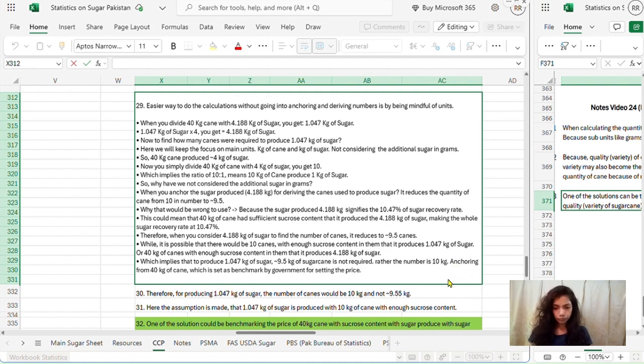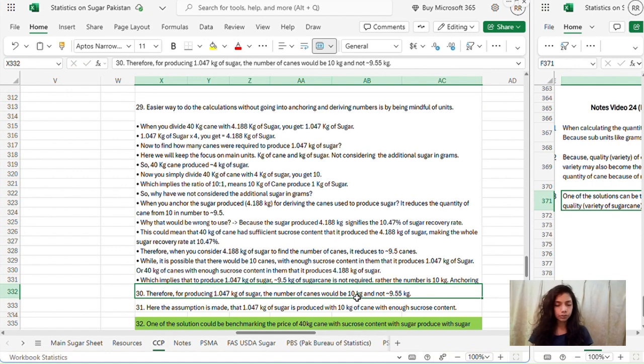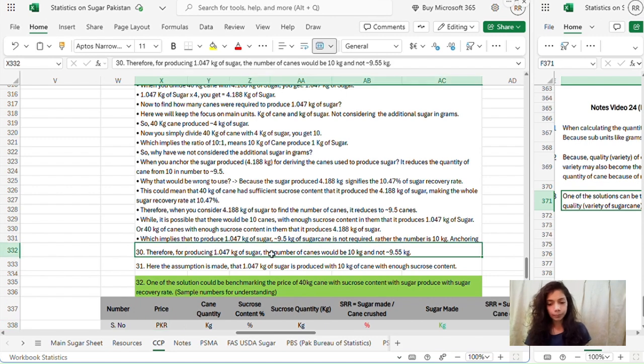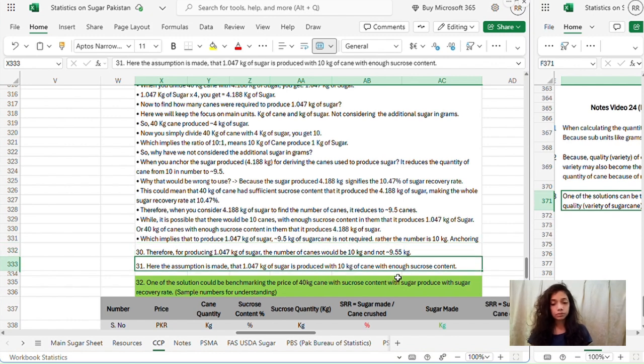And that would be beneficial. And it says anchoring from 40 kg of cane, which is set as the benchmark. So we have anchored the 40 kg of cane, which is actually the benchmark in the form of indicative prices set by the government, provincial governments usually. Therefore, for producing 1 kg of sugar, the number of canes would be 10 kg and not 9.55 kgs. So that we have concluded. Here the assumption is made that 1 kg of sugar is produced with 10 kg of cane with enough sucrose content.